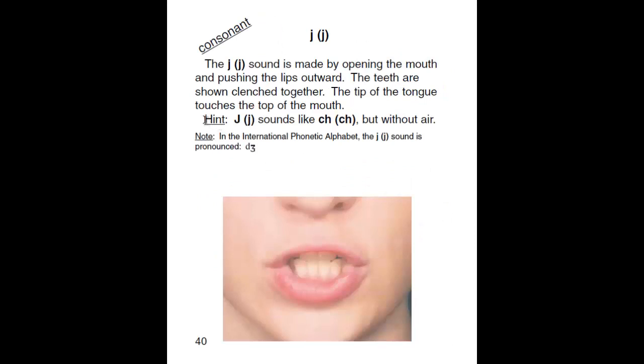J. The J sound is made by opening the mouth and pushing the lips outward. The teeth are shown clenched together. The tip of the tongue touches the top of the mouth. J.